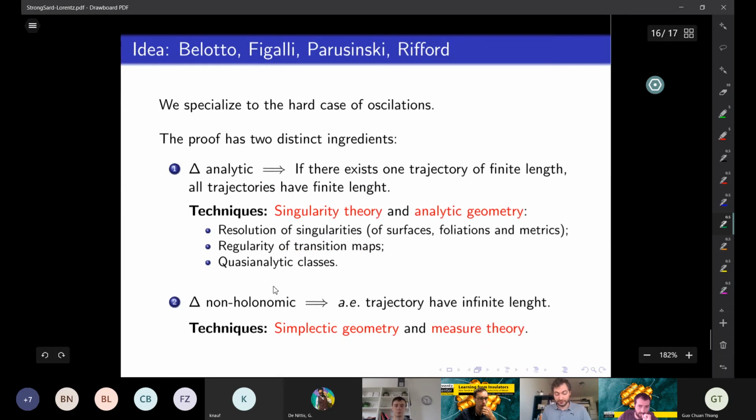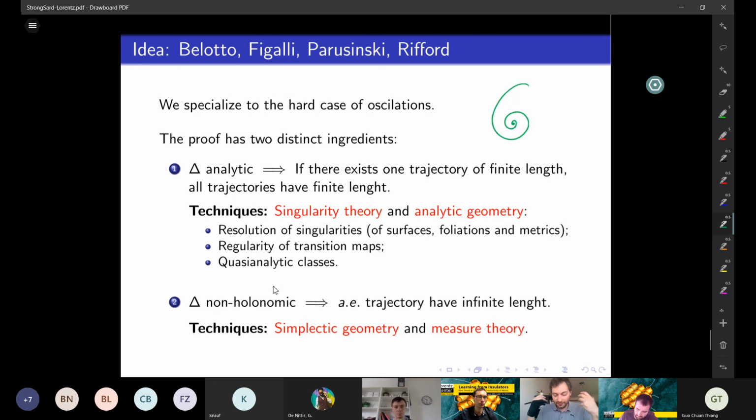So what we do in the analytic case is that we will have two parts. Let's specialize to the case of oscillation. So we have something like this, and we want to show that all of the trajectories have infinite length. In this case, we are going to have two ingredients. The first one is that if delta is analytic, then there exists one trajectory of finite length. And here we use techniques coming from singularity theory and analytic geometry, much in the sense of the Hilbert 16th problem: resolution of singularities, regularity of transition maps, quasi-analytic classes. On the other hand, by using the fact that it's nonholonomic, we are going to show that almost every trajectory has infinite length. And here we use symplectic geometry and measure theory.